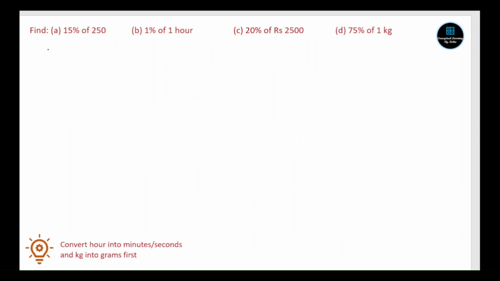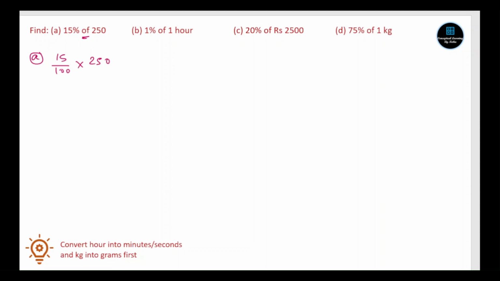Alright. Now we have to find the percentage value of the given values. Let's find the first one. A. 15% of 250. So how do we solve that? 15 upon 100 times 250. Do you remember in fractions and decimals we learned that the "of" operator is nothing but multiplication.